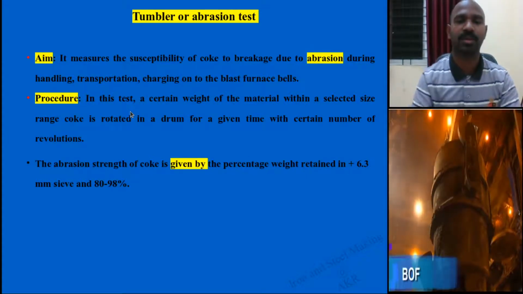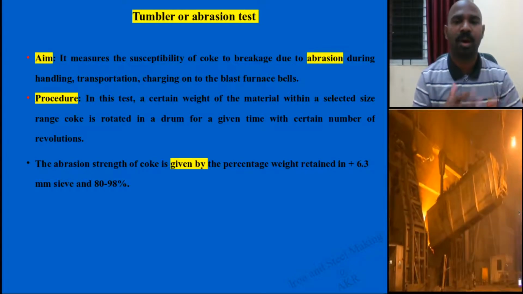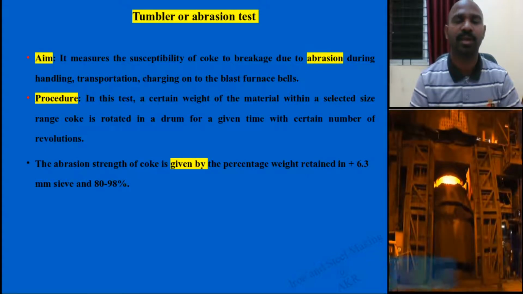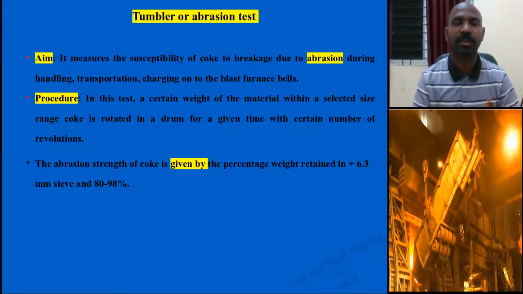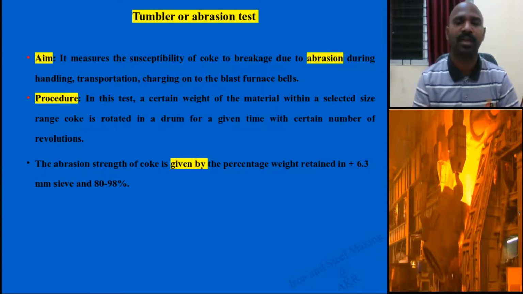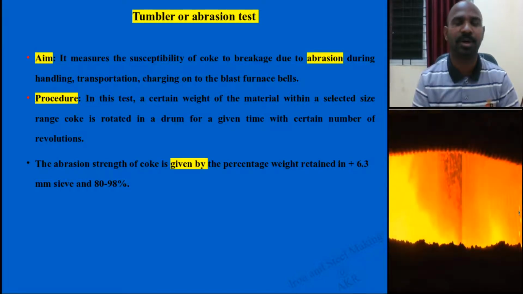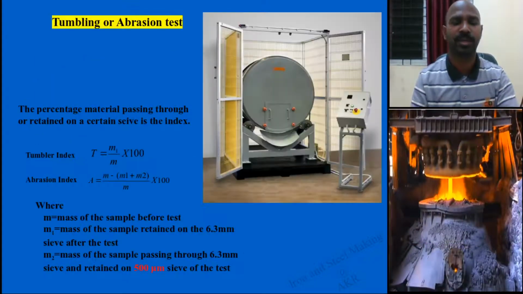Plus 10 mm size particles are taken and calculated, and the industry gives a statistical value. For the abrasion strength of coke, as it goes through abrasion, 80 to 98% of plus 6.3 mm size particles are retained. If it is lesser, it goes out as waste, as fine particles. That is one statistical value.